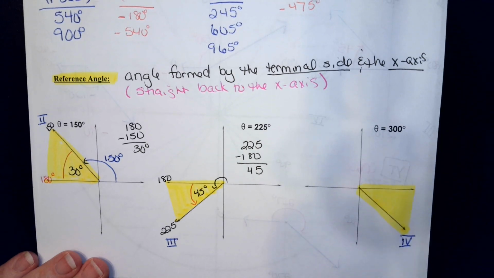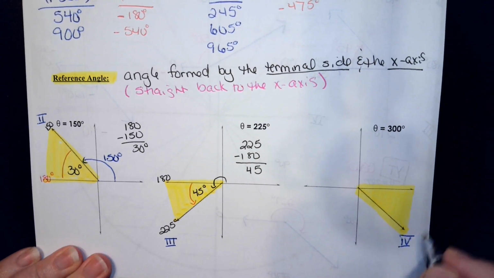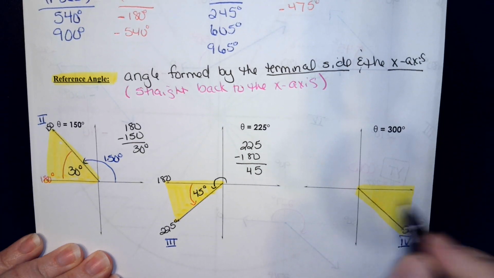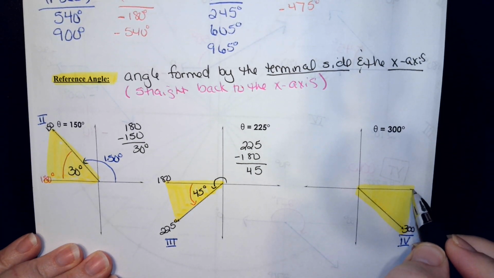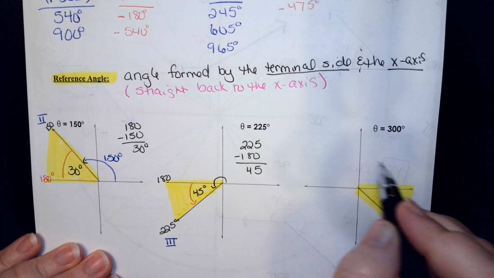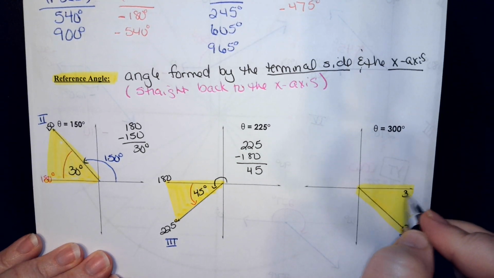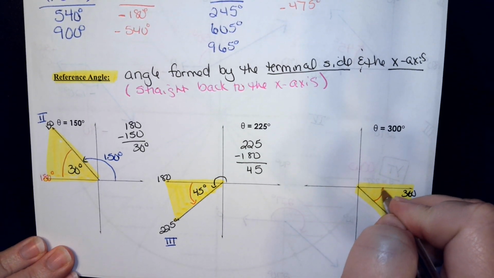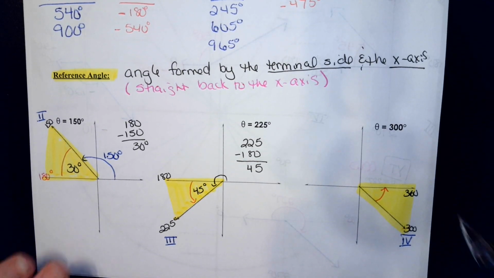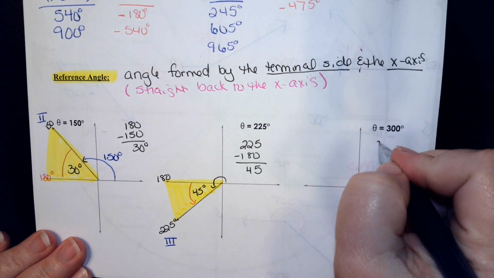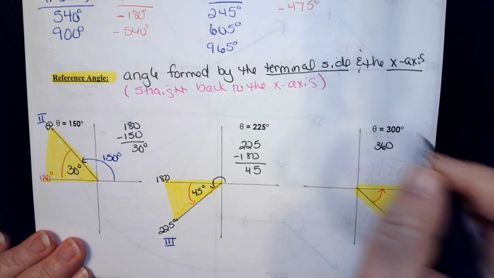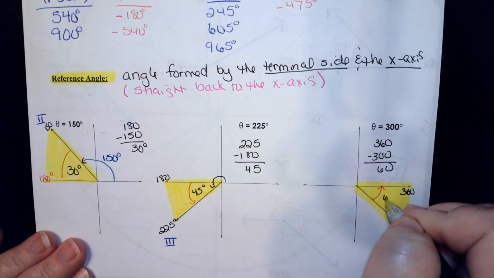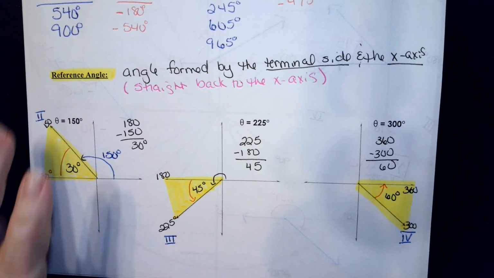Alright, for our last one right here, we're told we got 300 degrees. So this terminal side stops at 300 degrees. But this angle right here, we're not going to say 0 because we're looking at almost a whole rotation. We're going to say this is 360. So we want to know, what is the reference angle right here? Well, our bigger angle is 360, so we're going to say 360 minus the smaller of 300. So we get 60. So the reference angle here is 60 degrees.